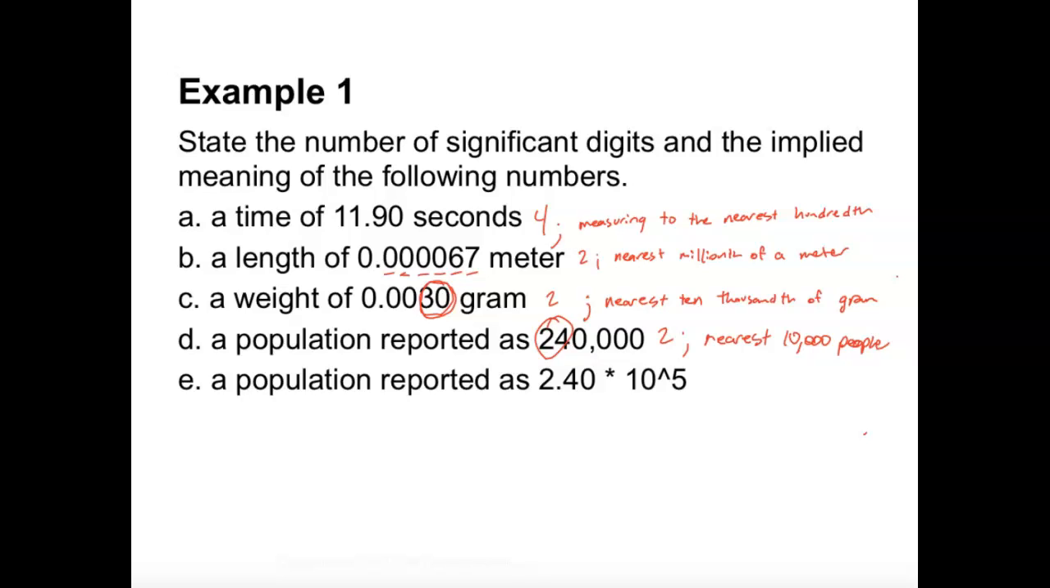What about E, last one? Yeah, good. All in scientific notation, anything after the decimal that's going to be considered significant. So 3. And it's the same number as part D, so the meaning is the same. We're measuring to the nearest 10,000 people. Great, good work.